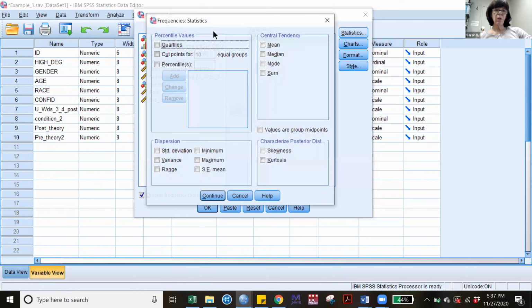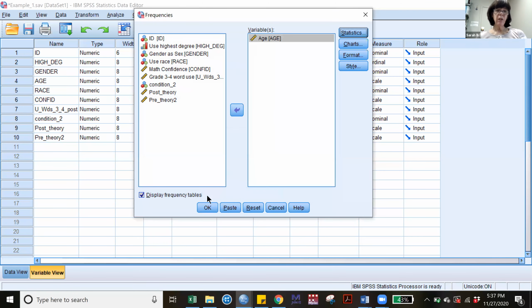It allows me to look not only for the mean, but the median, the minimum and maximum, and the standard deviation. And I like to look for all of those things, at least to start with. And so I'm going to check those off. They were under statistics and continue. And then I'm going to suppress the display frequencies default because I don't need to know how often someone is 21. Someone in the data is 21.